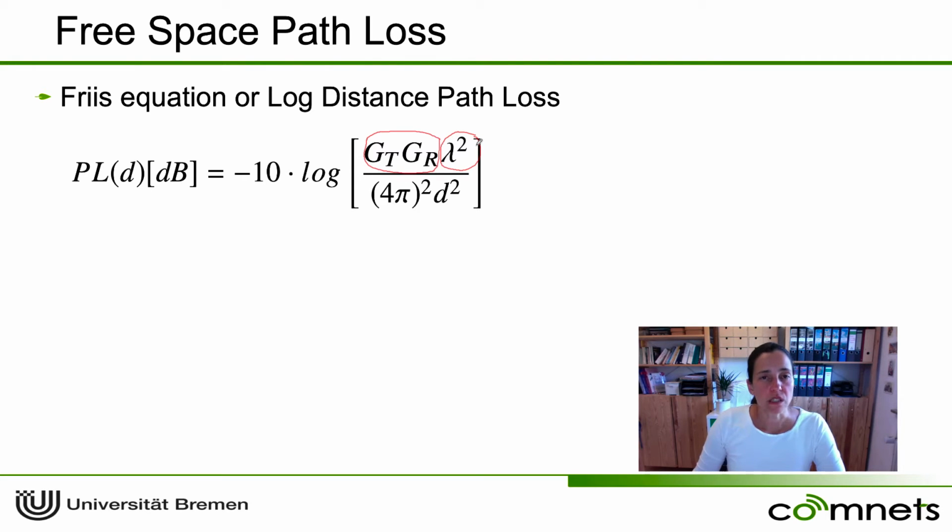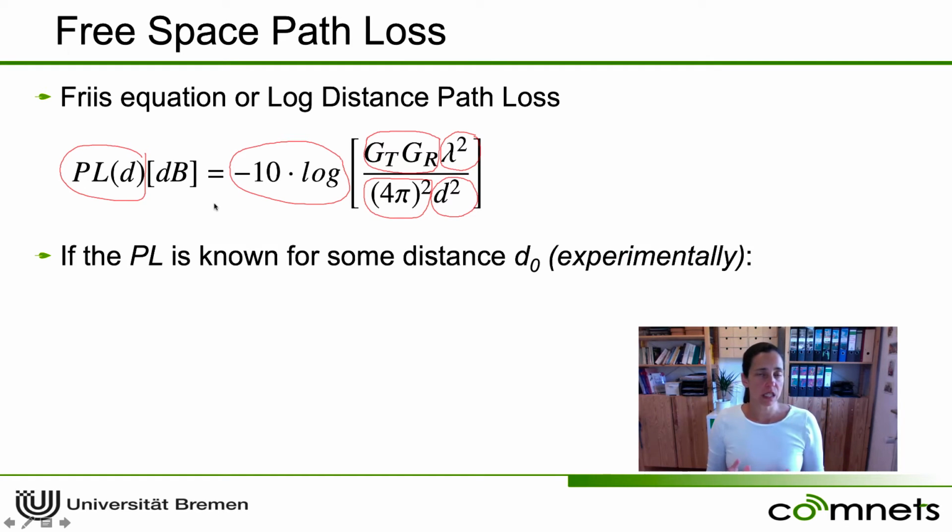Here what we see is the wavelength of the transmission, which is the speed of light divided by the frequency of the transmission. Here we have the very well-known pi, and here we have the distance between the two. And all of them are then combined with this logarithmic scale here, and the path loss can now be computed in terms of dB.